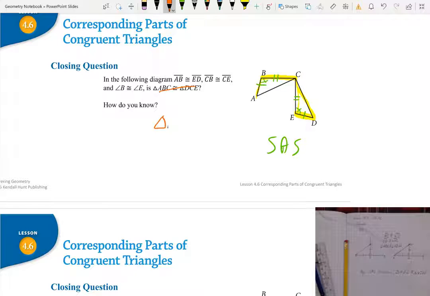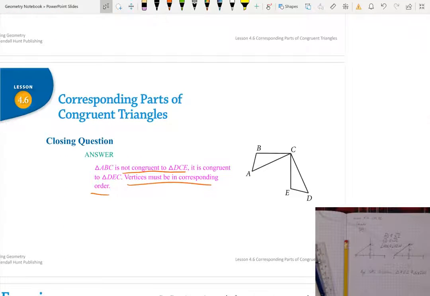However, if it were to say ABC congruent to what? What triangle would be correct? Well, if you said D, E, C, then that would be true by SAS. But because the letters are in the wrong order, the angles don't correspond, it's not true. You'd say false. Vertices must be in corresponding order. This is super important. Okay, that concludes lesson 4.6.